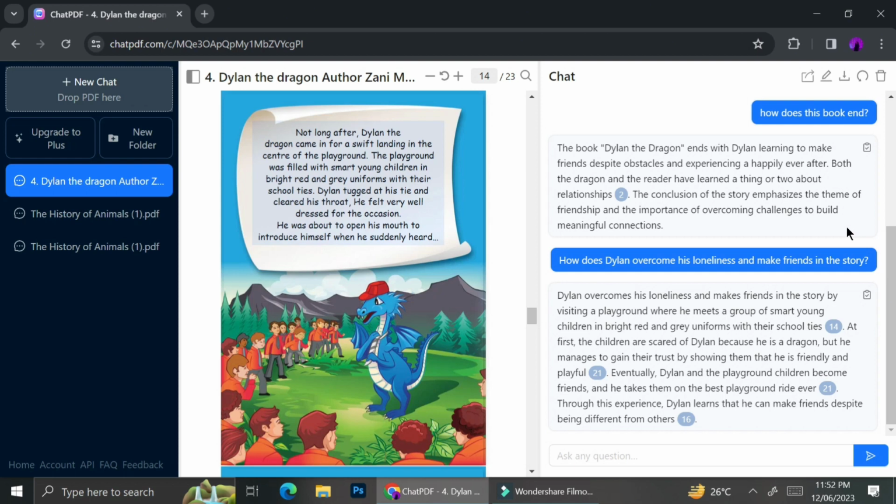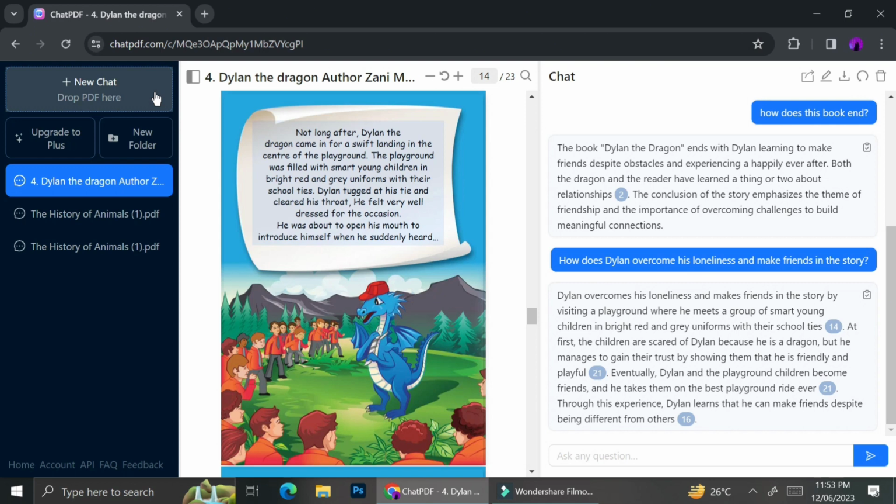I clicked on that number and went to the page that I chose. It says on that page that not long after, Dylan the dragon came in for a swift landing in the center of the playground. The playground was filled with smart young children in bright red and gray uniforms with their school ties. Dylan tugged at his tie and cleared his throat. He felt very dressed up for the occasion. Once again, the answer that they provided is pretty much accurate and goes along with the PDF.